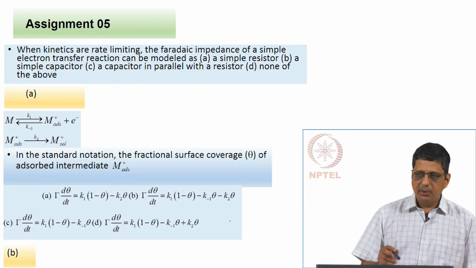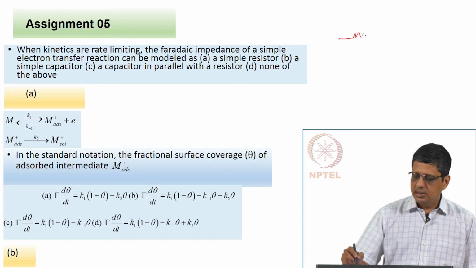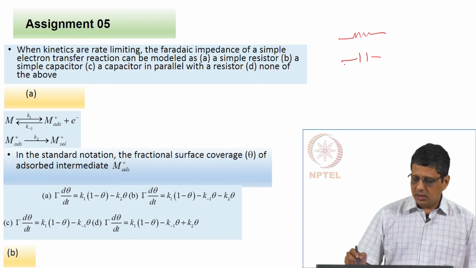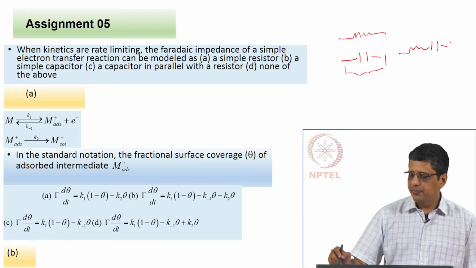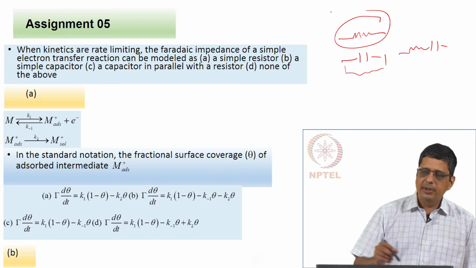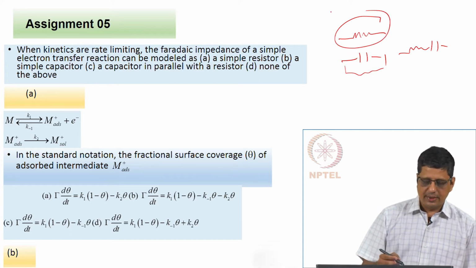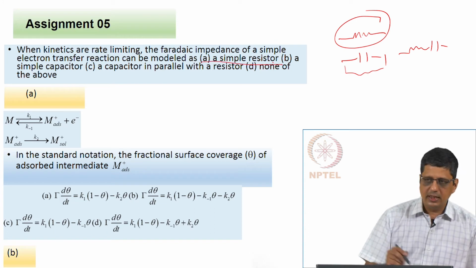If we have a simple electron transfer reaction and assuming mass transfer is rapid, that means kinetics are rate limiting, then the Faraday impedance of this system can be modeled as a simple resistor or as a capacitor in parallel with the resistor or in series with the resistor. Of course, Faraday impedance can be modeled as a simple resistor. It is independent of frequency. So, we should select choice A.